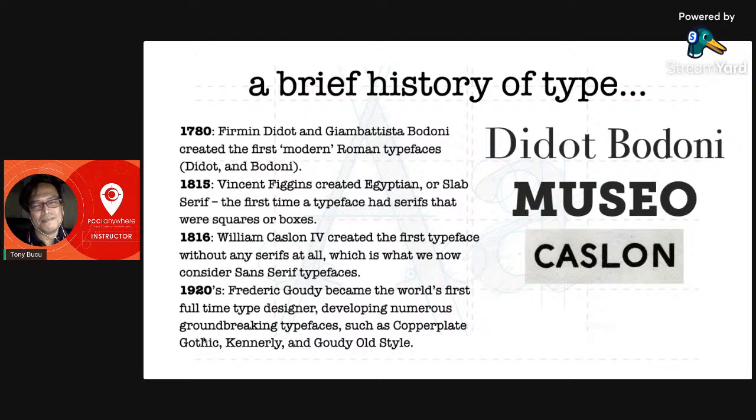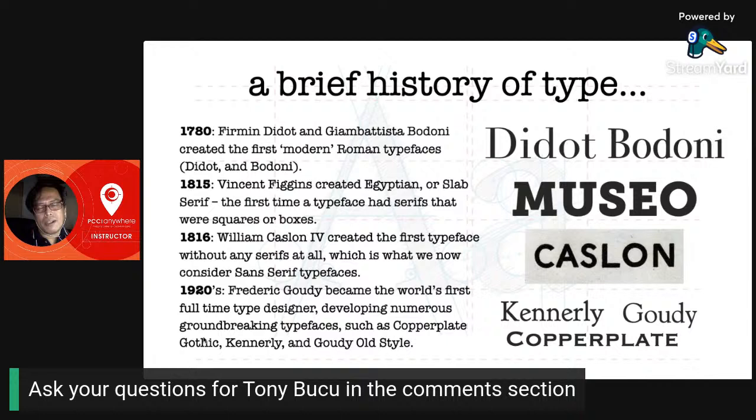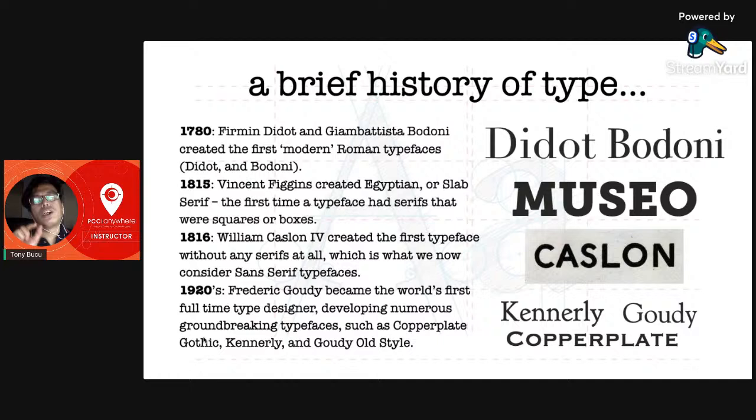In the 1920s, Frederic Goudy became the world's first full-time type designer, developing numerous groundbreaking typefaces such as Copperplate. Okay, Copperplate Gothic, ginagamit yan sa mga signage ng buildings, Kennerley, and Goudy Old Style. Now, these are classic typefaces that some people still use today. Some people can identify them immediately, but because there are so many versions of these typefaces, hindi na madali, with very minor differences between them, minsan mahirap na rin ma-identify which specific Goudy it is. Kasi with Goudy alone, there's about 100 or so variants of the Goudy font.